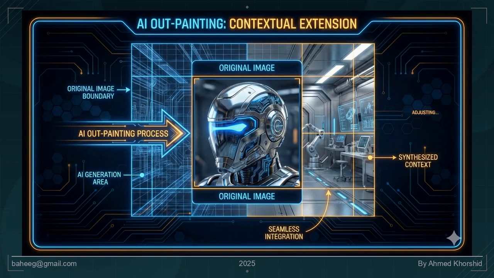Figure: extra detailed AI-ready prompt for an AI-generated diagram showing the outpainting process. The center is a high-resolution square image of a futuristic helmet. Surrounding this square is a semi-transparent grid being filled in by the AI. The new areas show a sci-fi laboratory background extending seamlessly from the helmet's reflections. Visual style: technical wireframe overlay transitioning into photorealistic render.